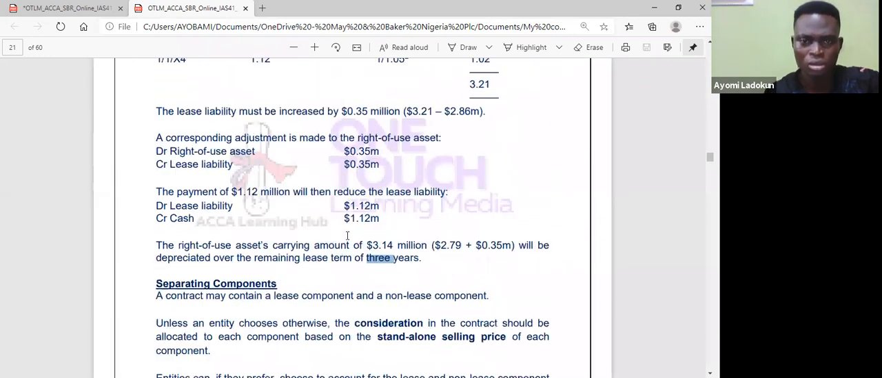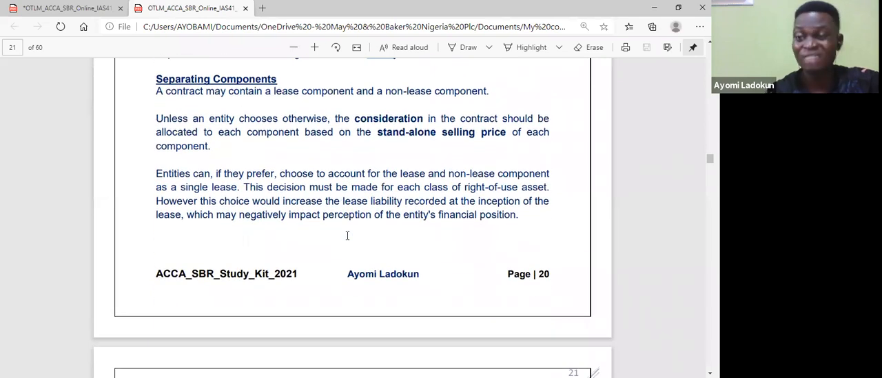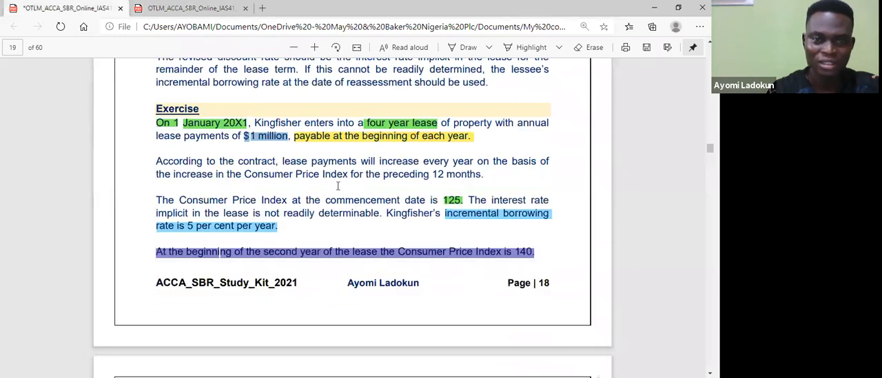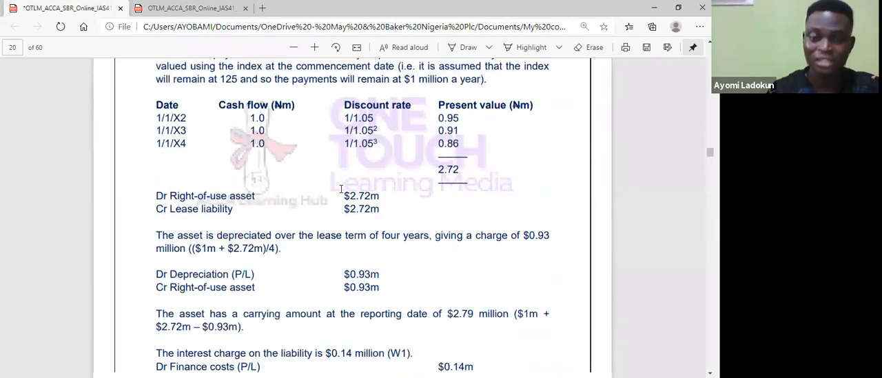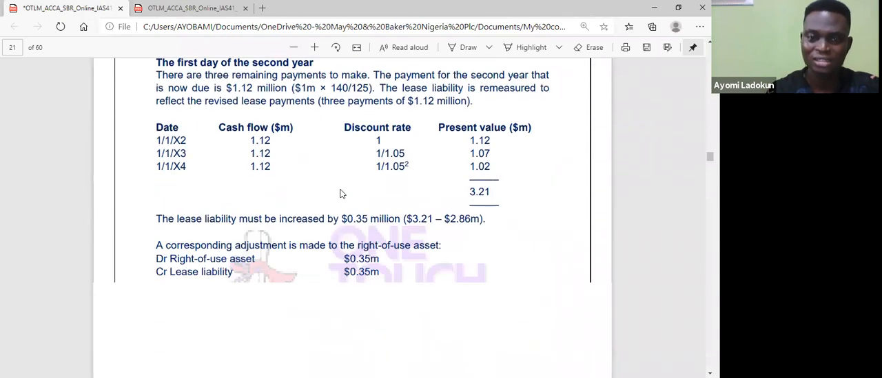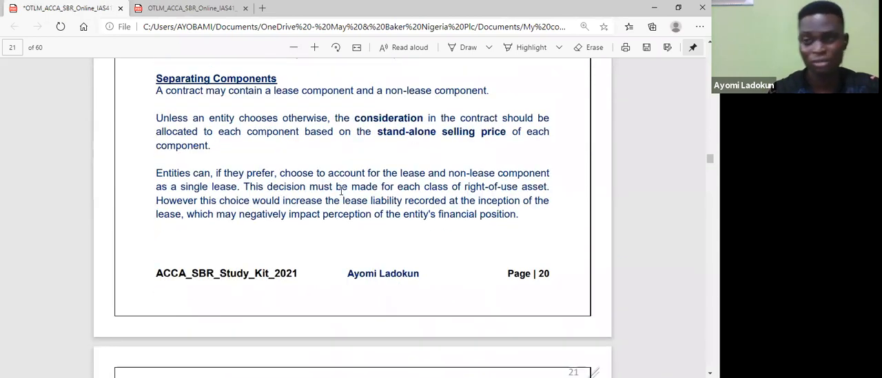Okay, so let's now go to separating components. What separating component is saying is, if I have a contract, we said lease is a contract or part of a contract. That means you can have a contract that has both a lease component and a non-lease component.